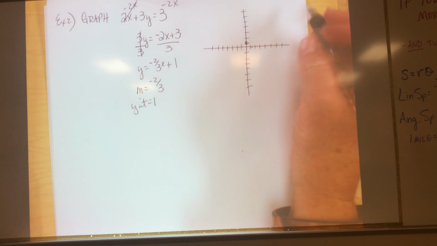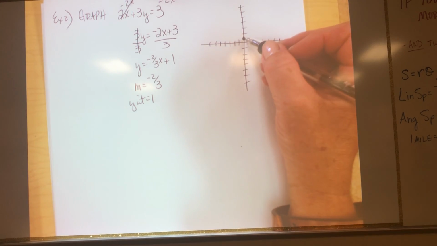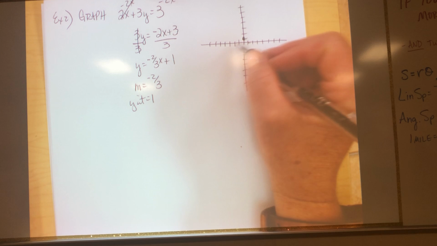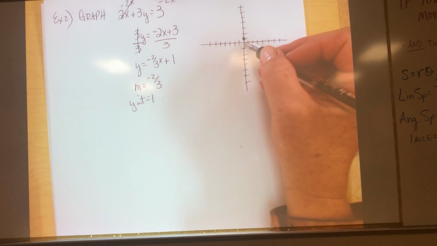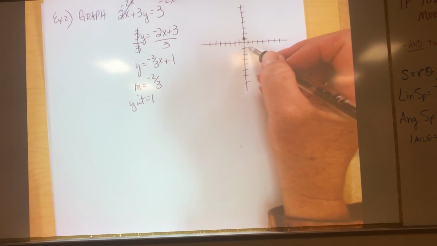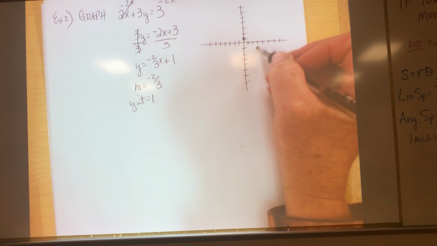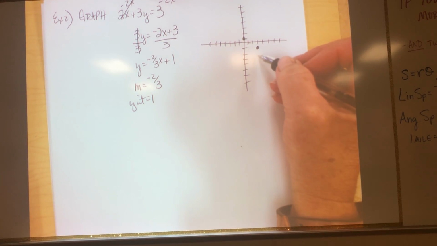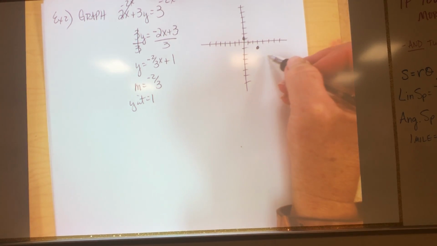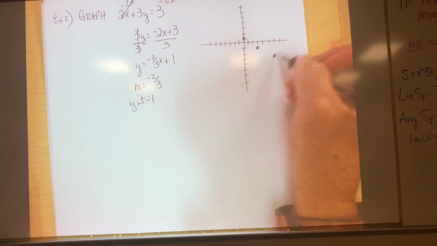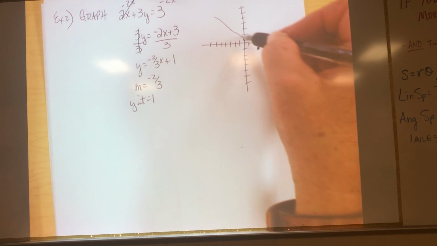My slope is negative 2/3, so I'm going to go down 2, 1, 2. Don't skip the x's, you have to count it too. Over 3: 1, 2, 3. Make a big dot. Down 2, 1, 2, and over 3: 1, 2, 3. Make a big dot. And here's my line.